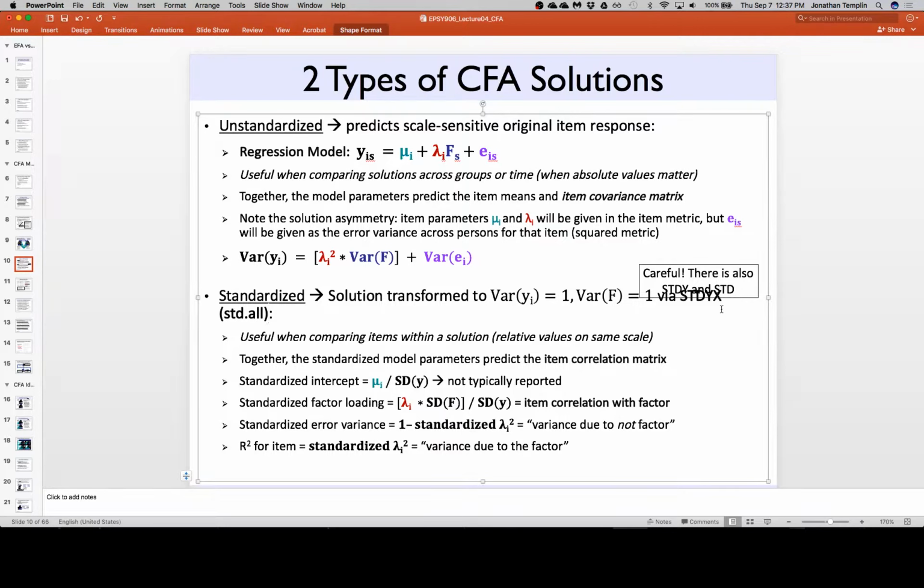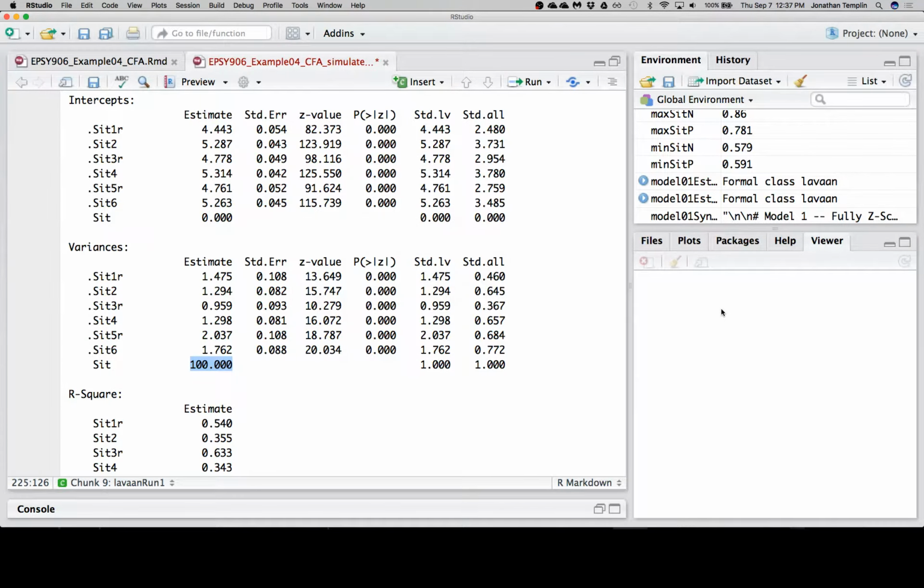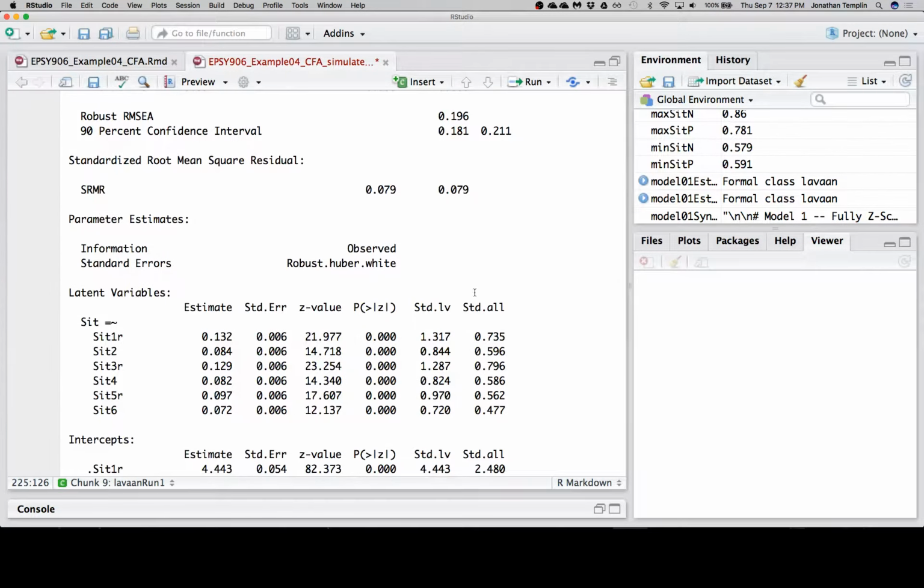So let's take a look at what that looks like. This is the std.all column. I'll tell you a little bit about the std.lv in just a moment. Let's do std.all. Remember, if the unstandardized lambda is units of Y per unit of F, what it's basically doing is multiplying this by the standard deviation of F, which cancels the units there, and dividing by the standard deviation of Y, which cancels our units. But let's see what happens.